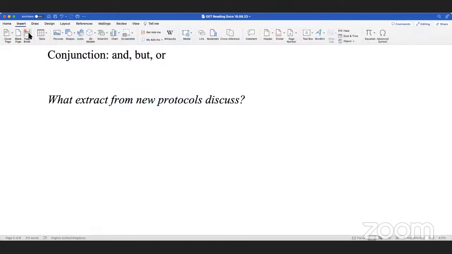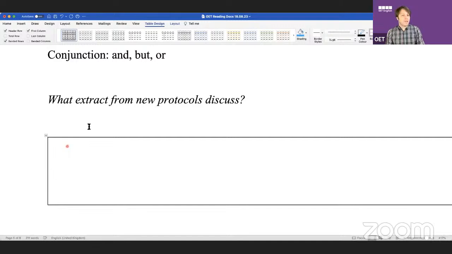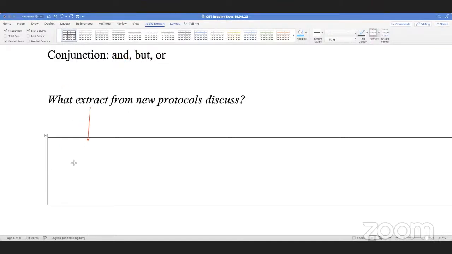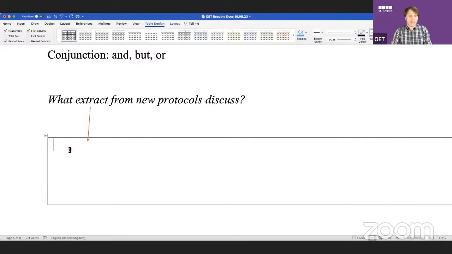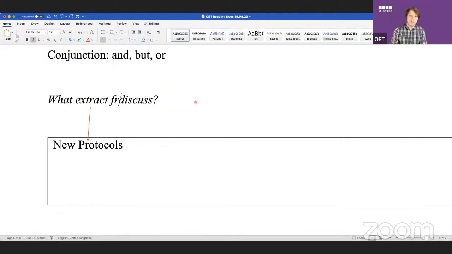Imagine in the exam you're going to have a text, right? And what does "extract" mean? The extract means the text. And then here it says "new protocols". If it mentions no need for "new", you can remove that. Guys, the question is simply: what does the extract discuss?